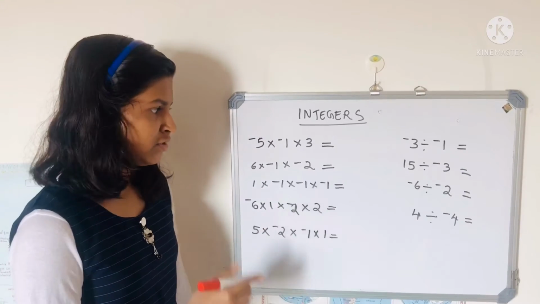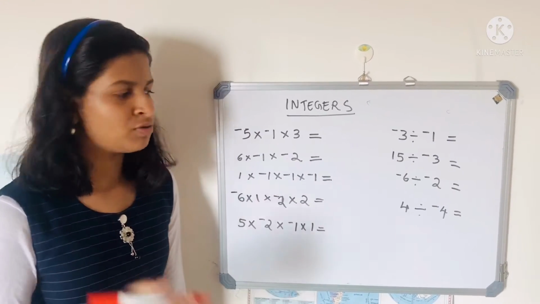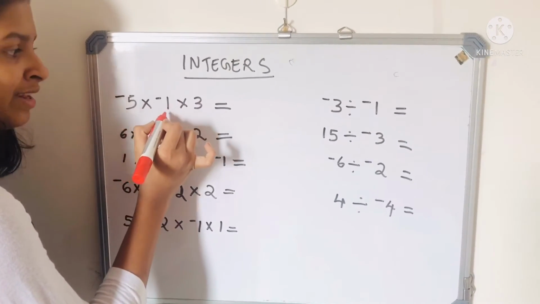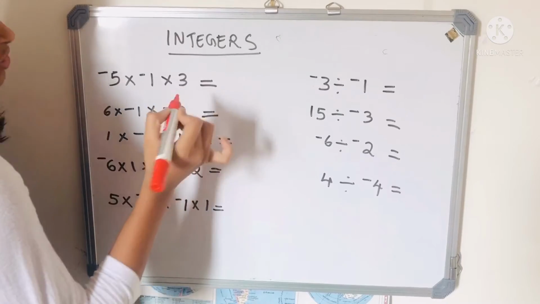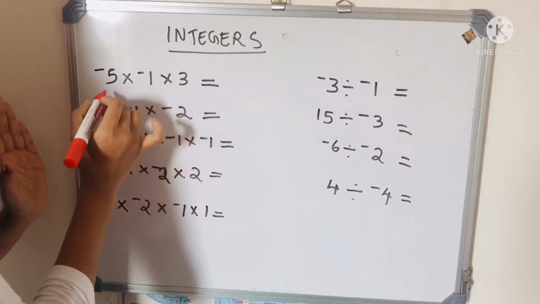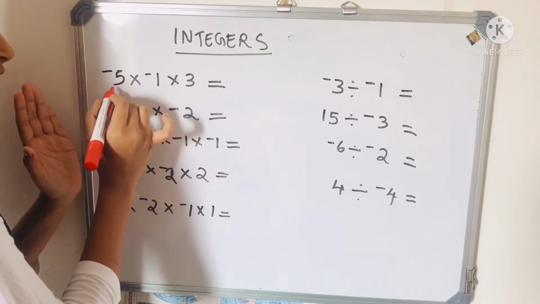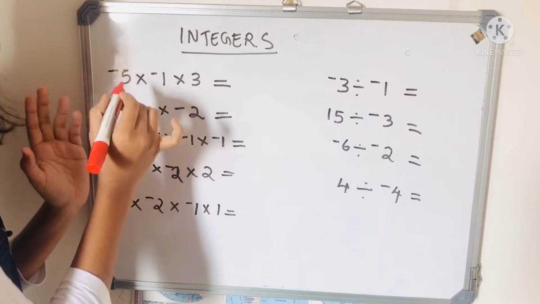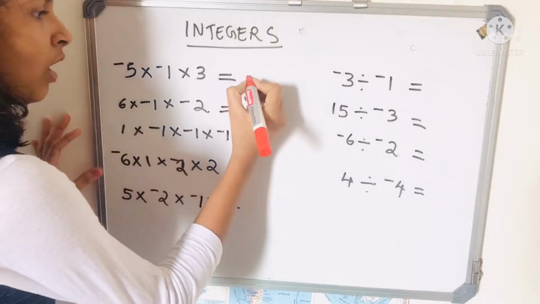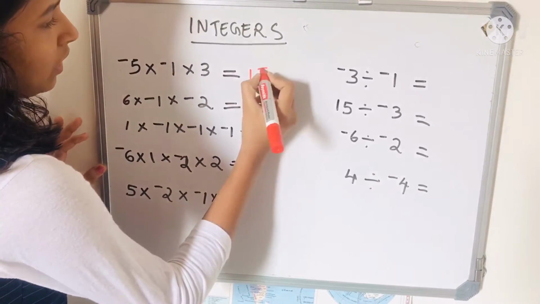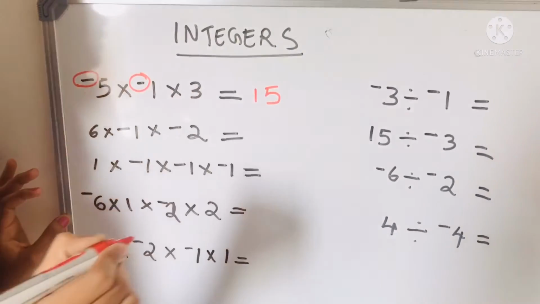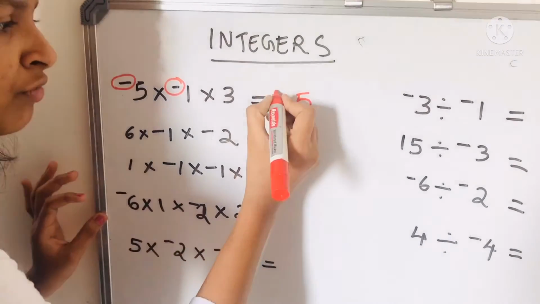Now let us solve some examples using these rules. First one: minus 5 into minus 1 into minus 3. First we keep the sign as it is and multiply 5 into 1, which is 5, and 5 into 3 is 15. The number of negatives is 1, 2. It's an even number of negatives, so we put plus here.